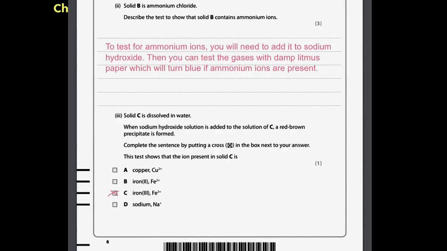And if it was ion Fe2, it would be green. If it was copper, it would be blue. And sodium, all of these, you would have to eliminate them until you get the right one. And if you revised, you would know it's ion Fe3.